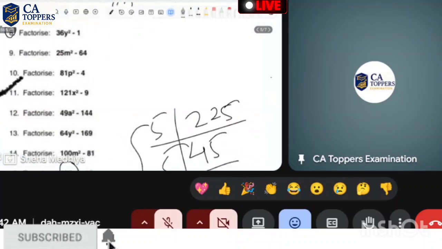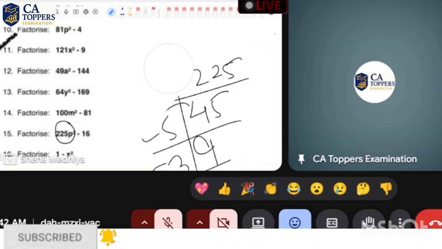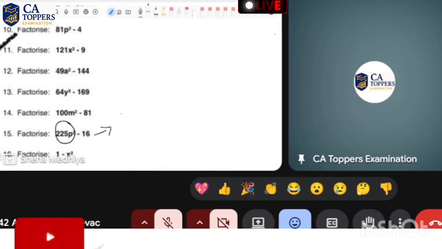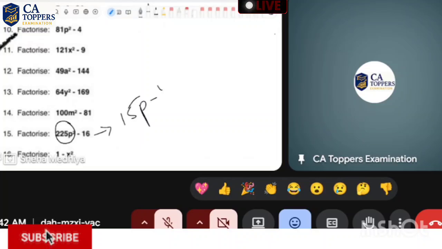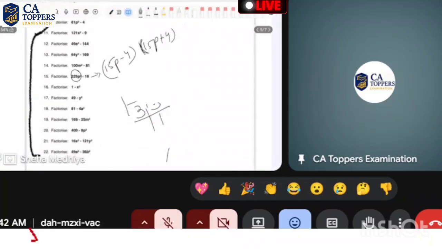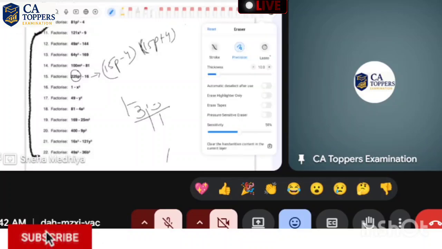So the question, we can write it as 15p minus 4, 15p plus 4, right? Yes, ma'am. In the exam, normally the factorization part is seen more, especially with numbers. After this, we'll discuss that also. Finally solve for that.